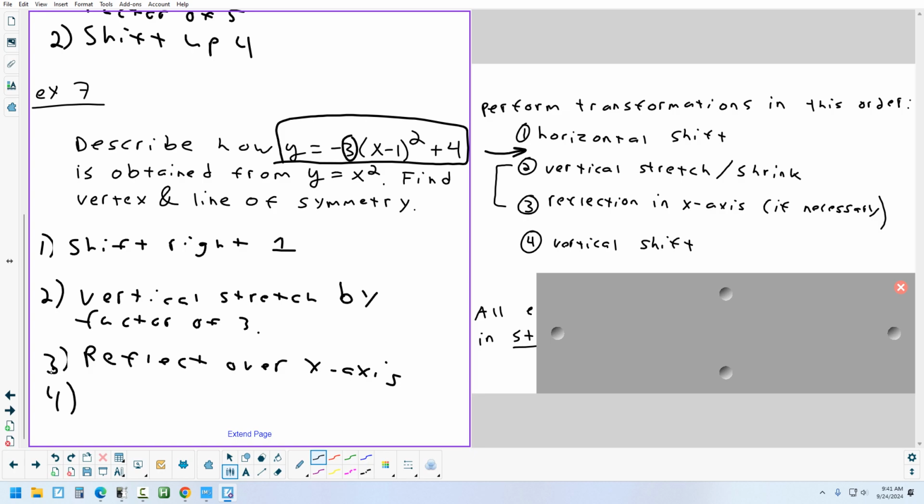And which number causes the vertical shift? And then which way does it move it and how much? Yep. Shift up 4. Yep.